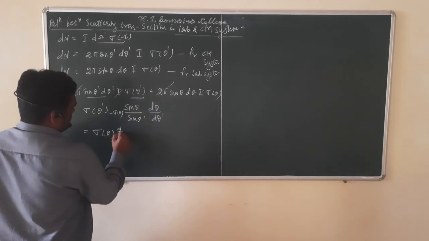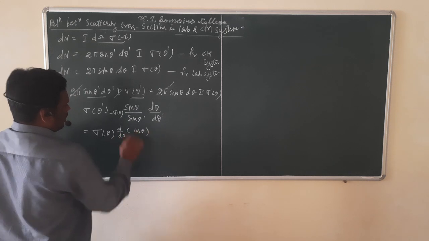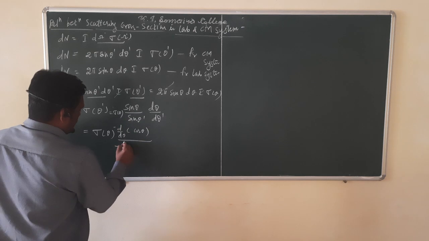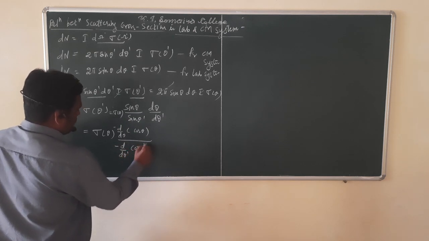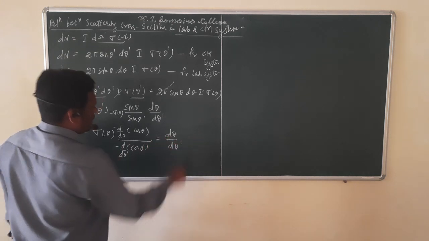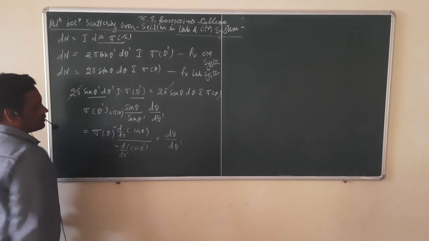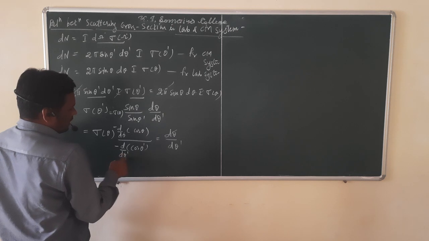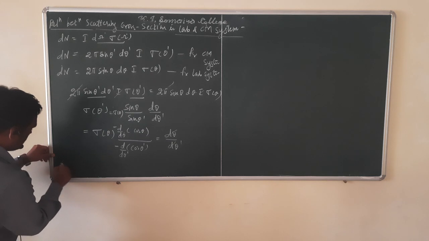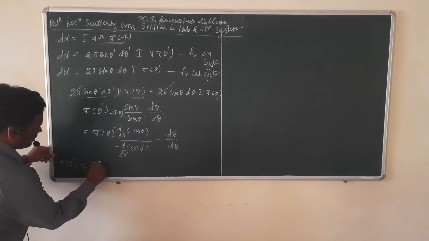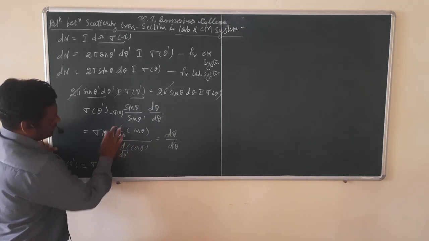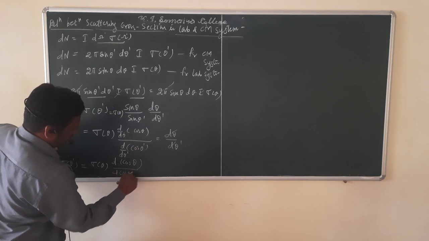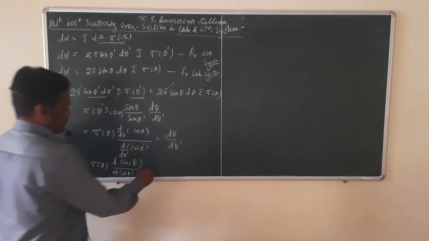We can write sine theta as the derivative of cos theta. The derivative of cos theta is minus sine theta. To compensate that minus sign, we write minus d by d theta. Here for this term, minus d by d theta dash of cos theta dash is equal to d theta by d theta dash. Now this negative sign is compensated by this negative sign. So by using the chain rule, sigma theta dash is equal to sigma theta into the derivative of cos theta with respect to cos theta dash. Call this equation 1.